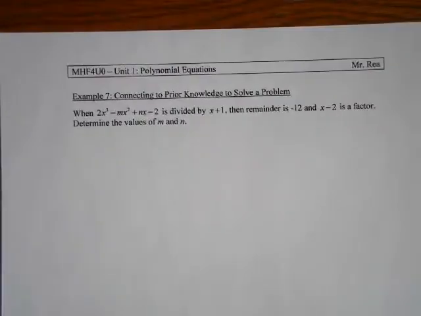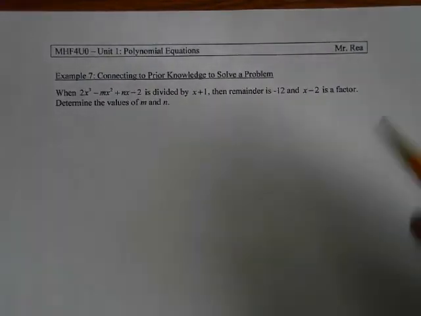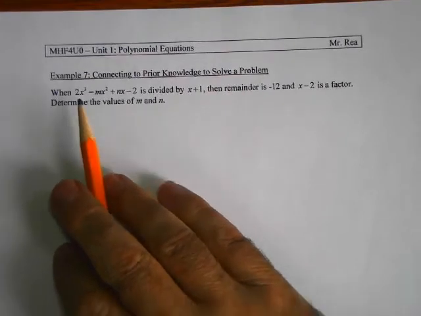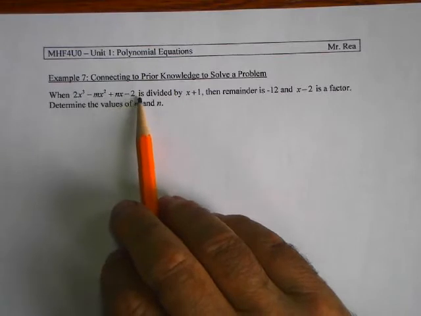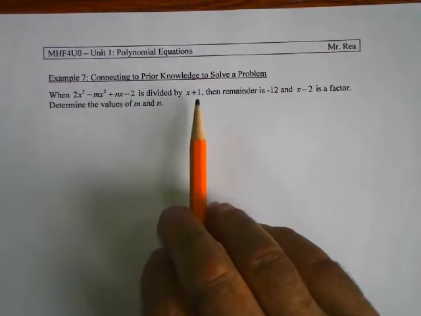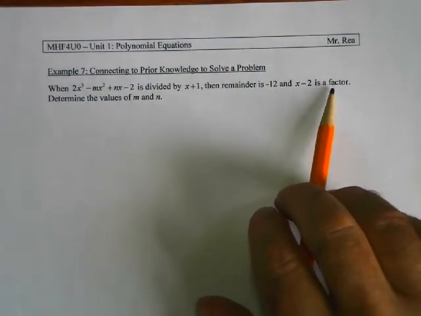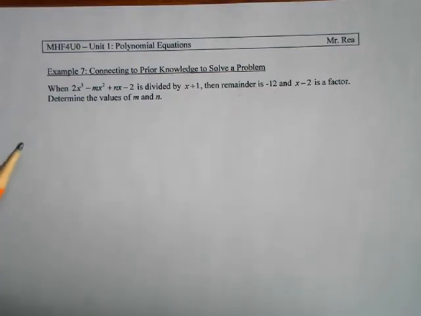And this one's kind of an interesting one. It's going to take you back a couple years. So it says, when 2x cubed minus mx squared plus nx minus 2 is divided by x plus 1, the remainder is negative 12, and x minus 2 is a factor. Determine the values of m and n. So at first glance, you're probably scratching your heads at this one.